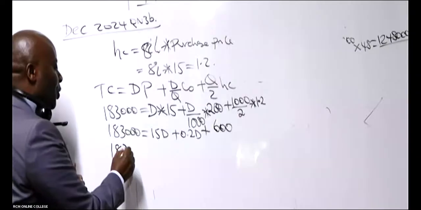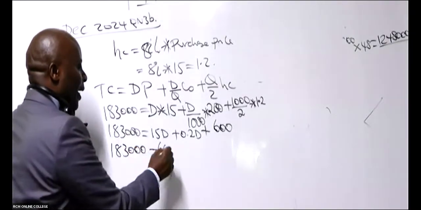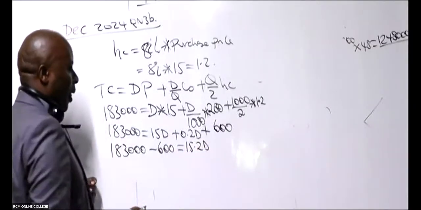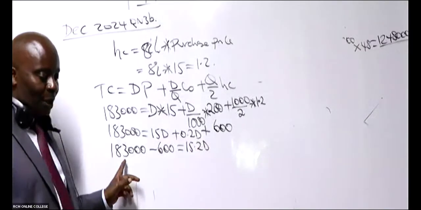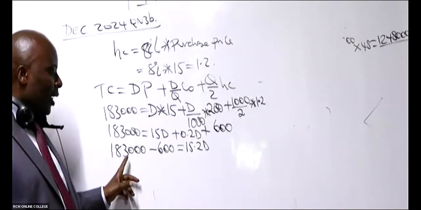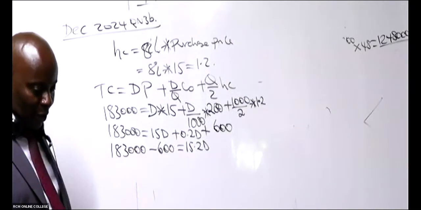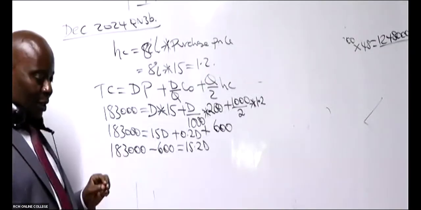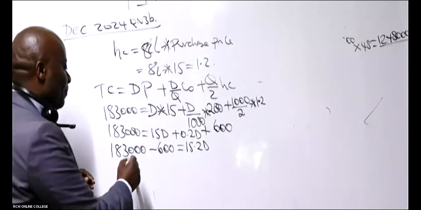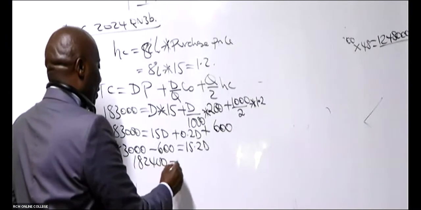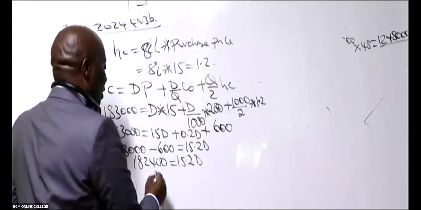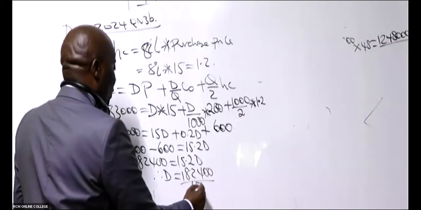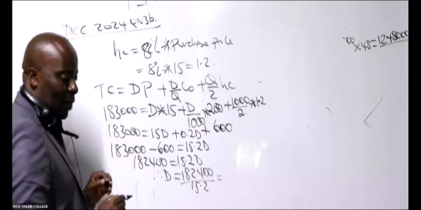Then when it crosses the equal sign, we expect it to be a negative, isn't it? Then this will be 15.2 dog. So can somebody do these subtractions for me? 183,000 minus 600 will be 182,400. So 182,400 equals 15.2 dog. Therefore, dog will be 182,400 divided by 15.2, which will end up giving me what figure?